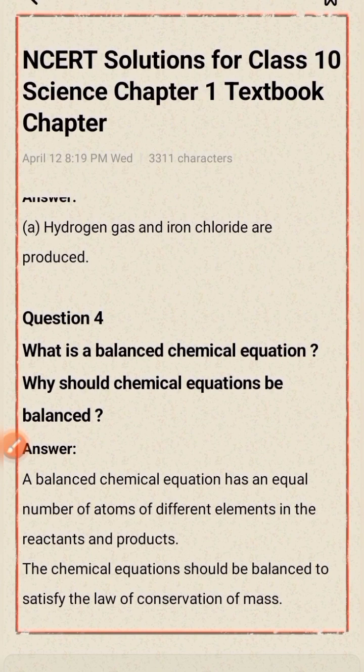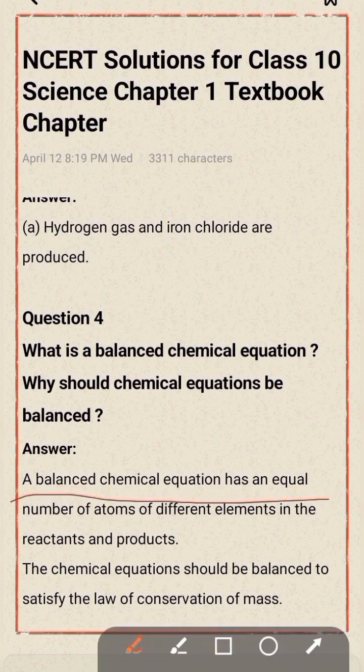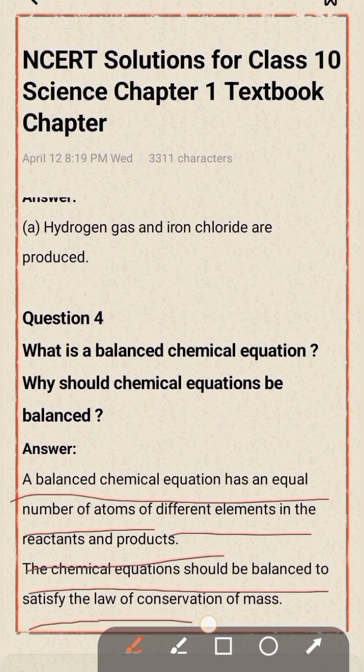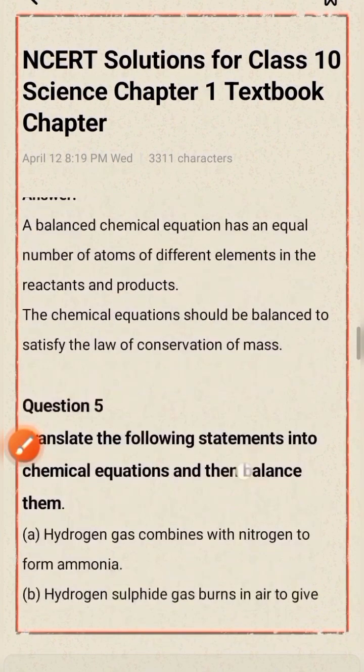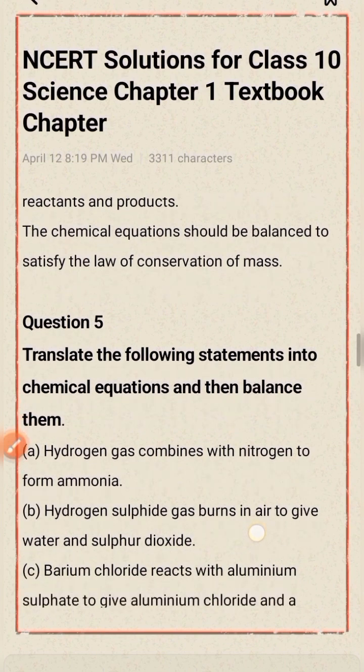Now, what is a balanced chemical equation? A balanced chemical equation has an equal number of atoms of different elements in the reactants and products. The chemical equation should be balanced to satisfy the law of conservation of mass. Next question, question number 5.